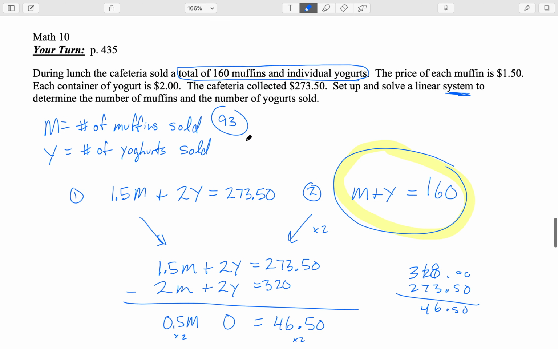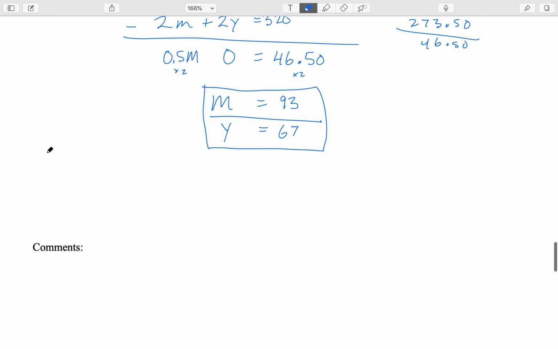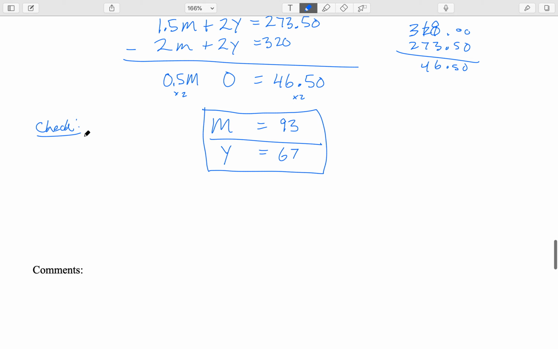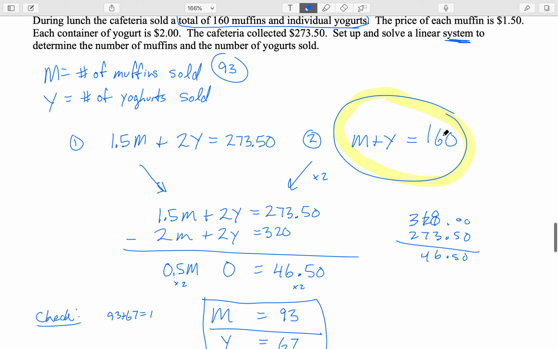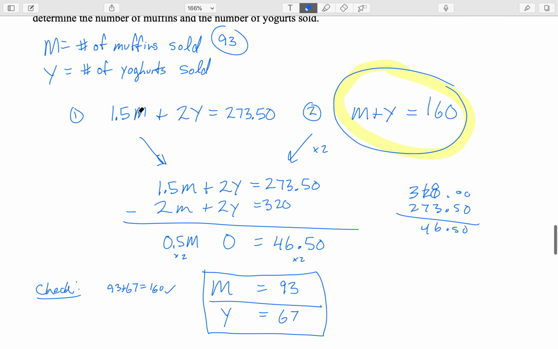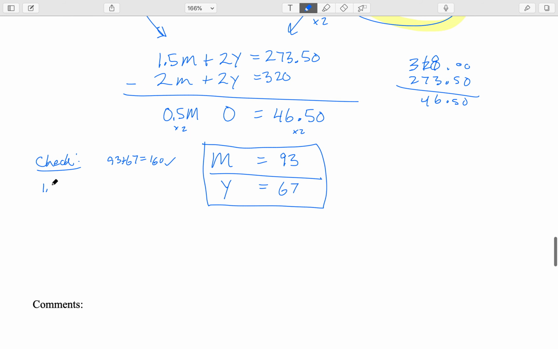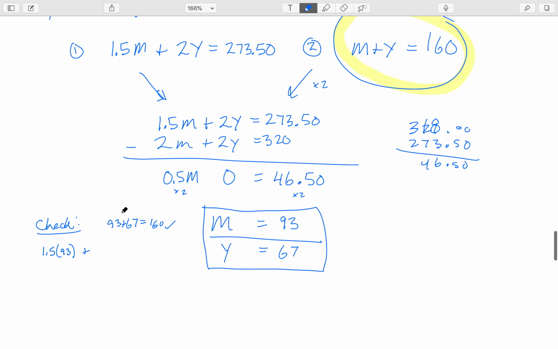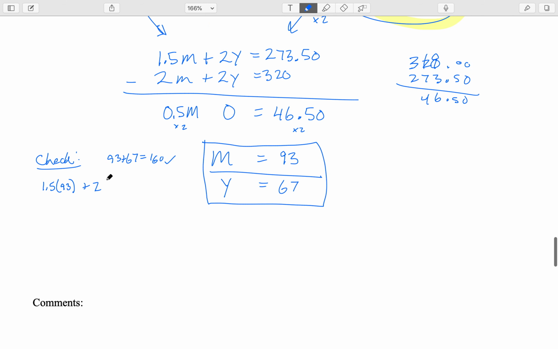I should probably do a check. If it's a word problem, yes, we're always going to have to do a check. Now, the check is actually not that bad. Look, I know that 93 plus 67 is equal to 160. That was the easy one, right? The harder one is the numbers. 1.5 times m's. Okay, so let's try it. 1.5 times 93 plus 2y's, 2 times 67. Does that equal 273.50? I think it does. I'm just going to do this on a calculator.